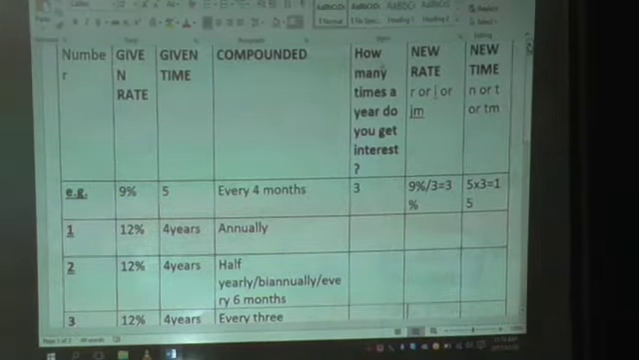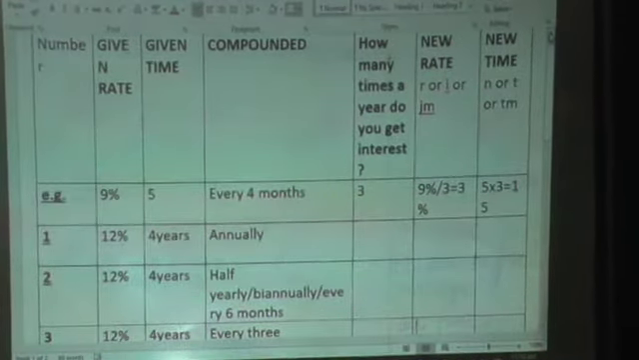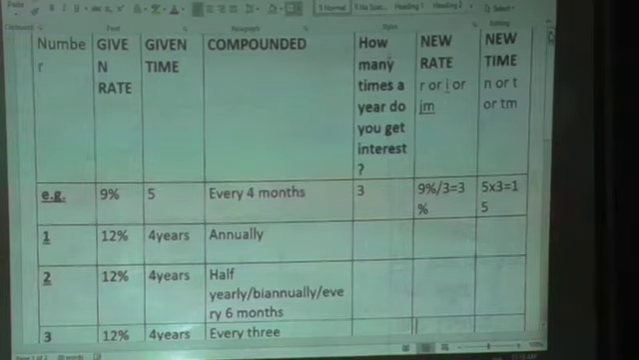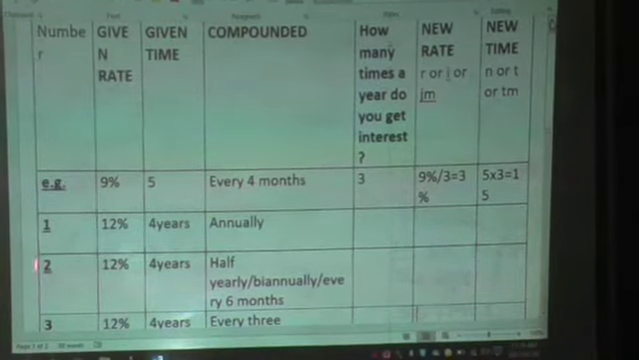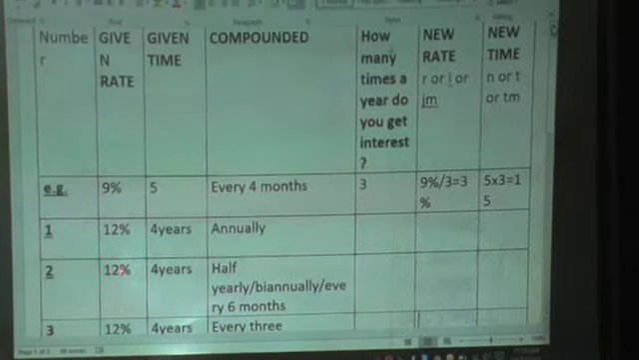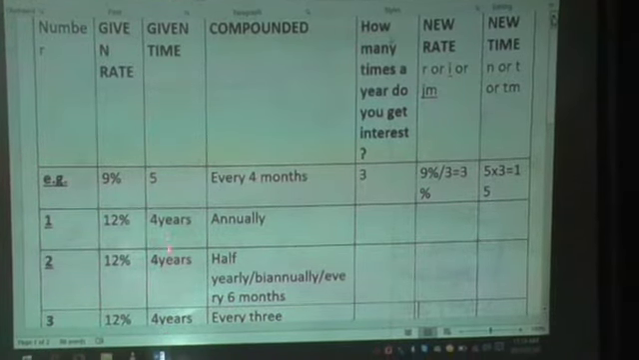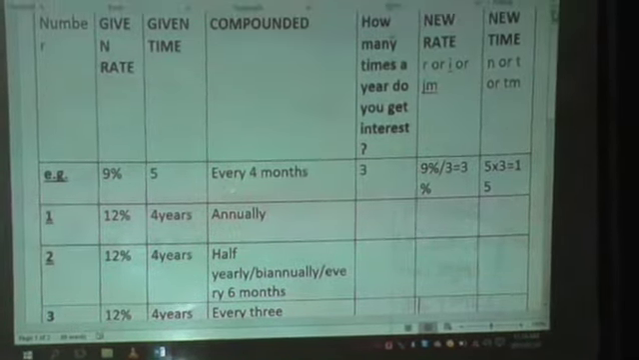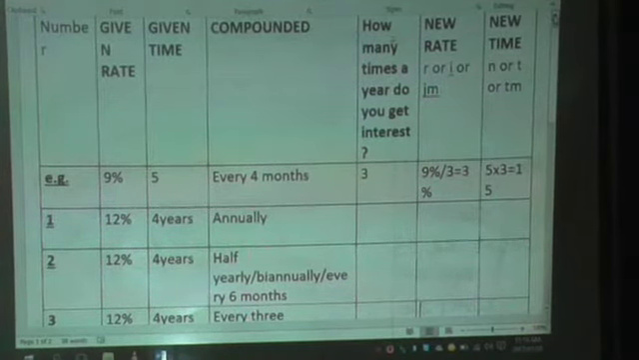Hi there, welcome back. Now in this little exercise you are given a table. In this table you have a number of columns. Let us see. Here simply you have the numbers. Here is the given rate for each year. Here is the total time given. And here you are told how the interest is compounded.